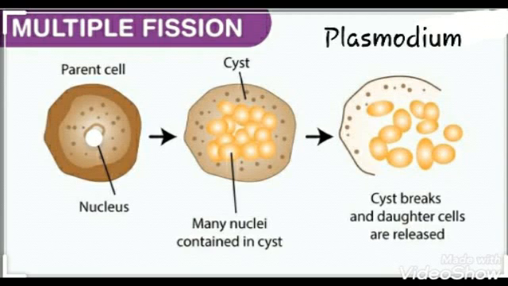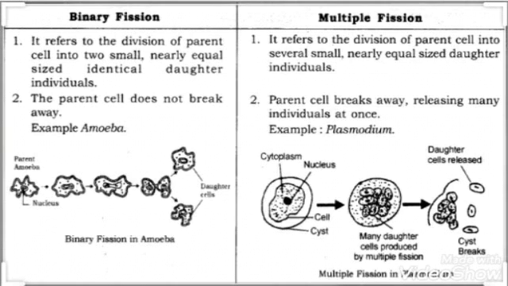When the conditions are favorable, the cyst breaks and small offsprings are liberated. These offsprings are also clones of the parent cell. So this was all about binary fission and multiple fission.